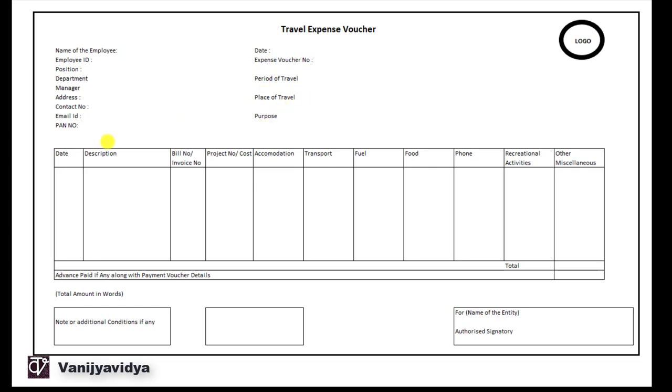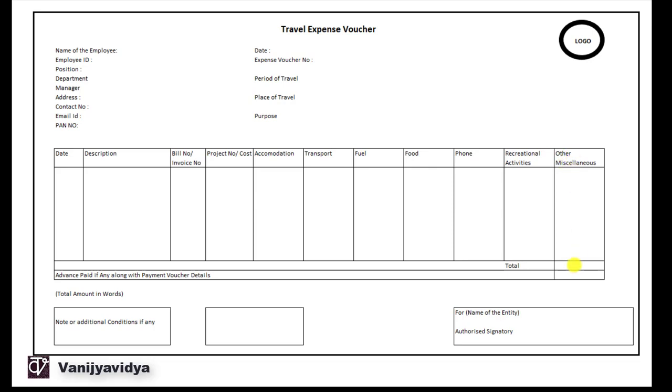then place of travel and a purpose. Now here we have date, description, then bill number or invoice number if any, then project number or cost center. Okay, if the person is traveling for a specific project, we have to write the project or the cost center number here. Then what was the nature of expense, whether it was for accommodation, transport, fuel, food, phone, recreational activities or other miscellaneous expense.